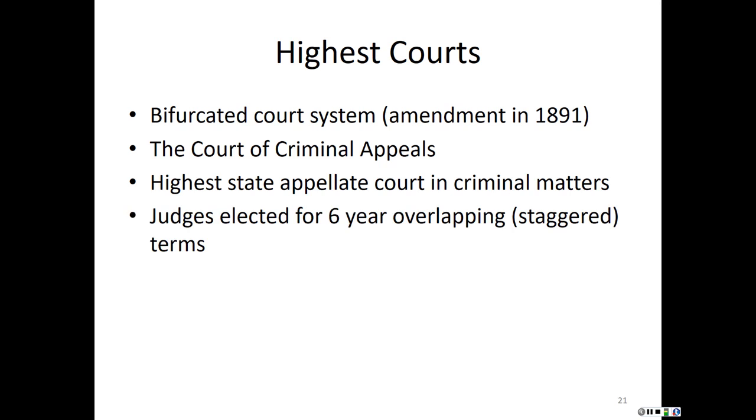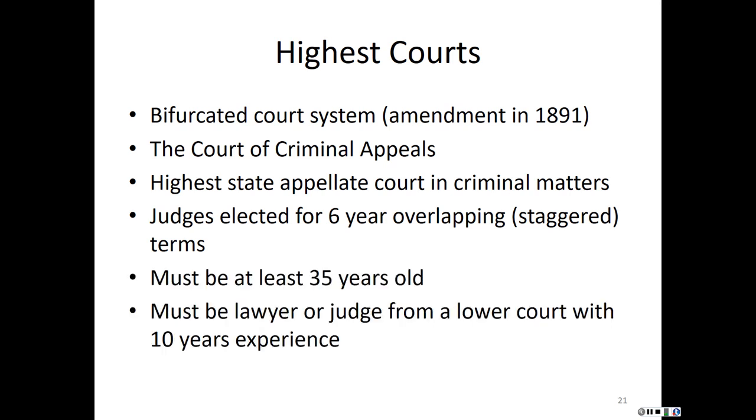The judges are elected for 6-year overlapping staggered terms. They must be at least 35 years old, and must be a lawyer or a judge from a lower court with 10 years of experience. Okay, now your appeal is going to happen just like at the appellate level. Certain time frame, they get to interact with you.